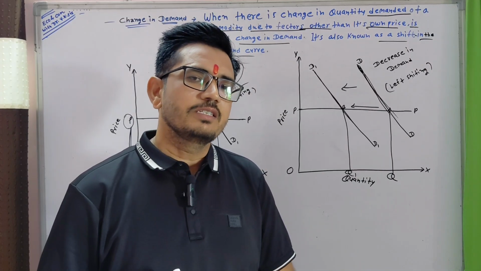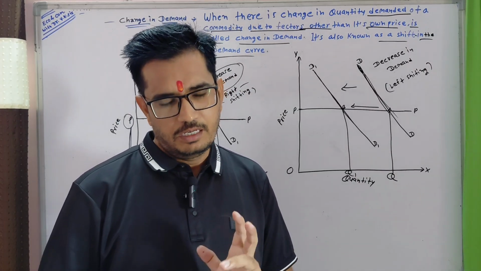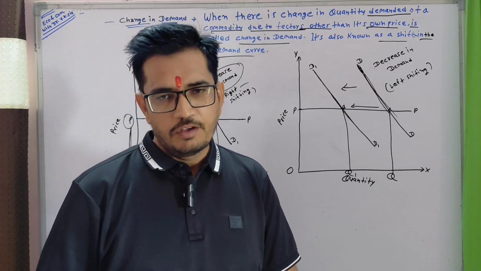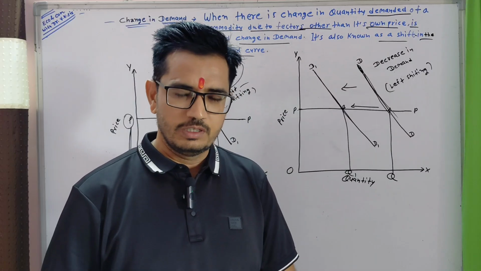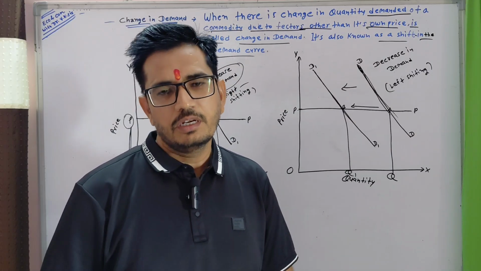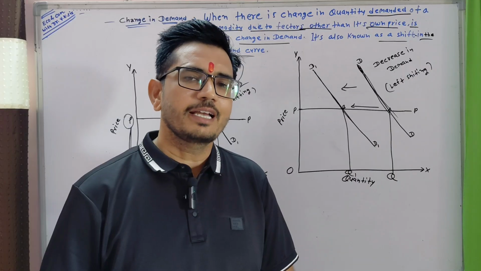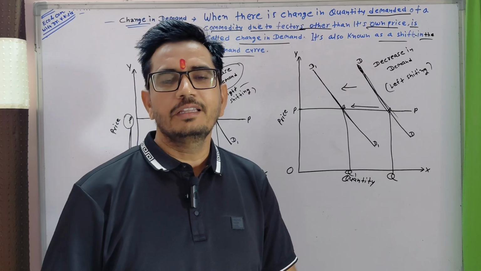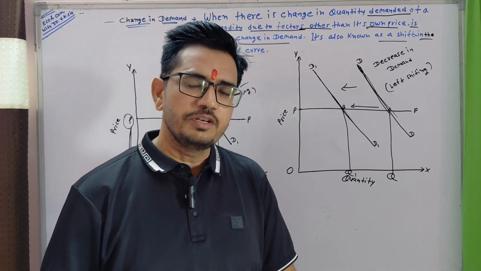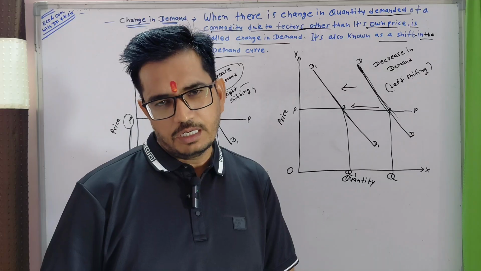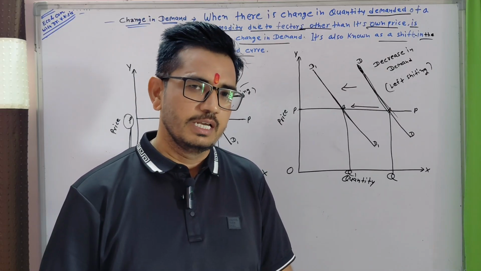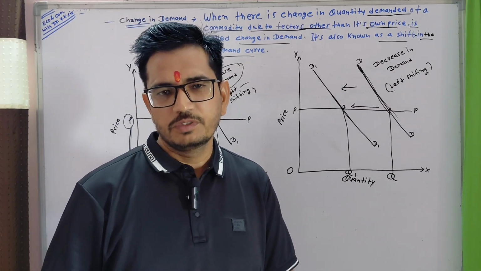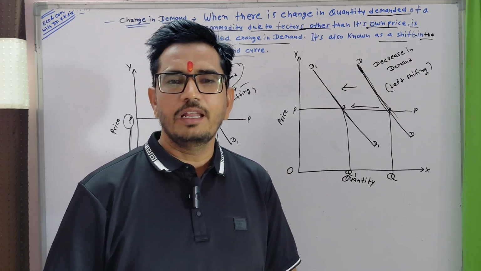Change in quantity demanded has two types: extension of demand and contraction of demand. When price goes down, quantity purchased increases, that is extension of demand. And when the price of a commodity goes up, quantity purchased decreases, that is contraction of demand. On the other side, change in demand also has two types: first is increase in demand and second is decrease in demand.